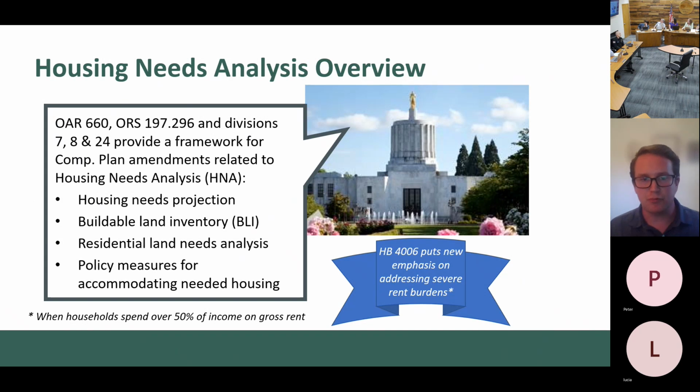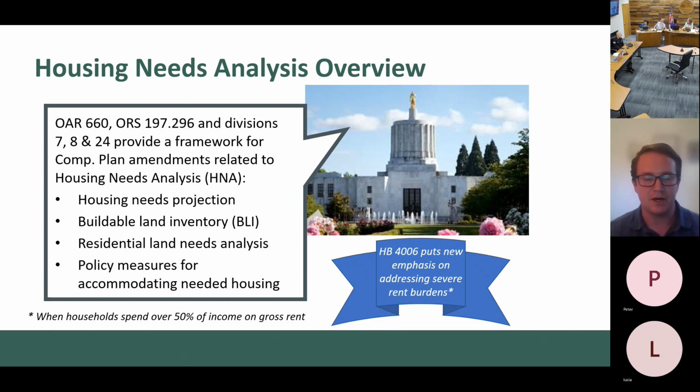So really, a broad overview here: the reason that Sweet Home and every city is doing this is that it is required by state law, particularly ORS 197.296. What that requires is, as we've already discussed, the housing needs projection, or the measure of demand, the buildable land inventory, the measure of supply, the residential land needs analysis, reconciling those two things, and then policy measures to accommodate needed housing.